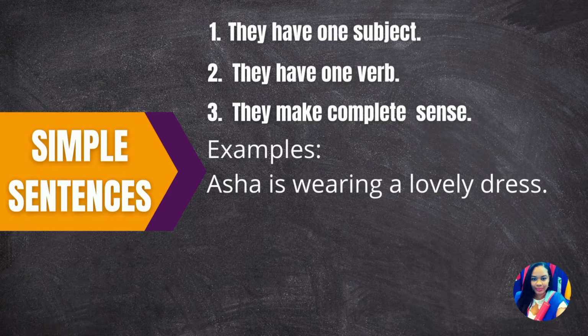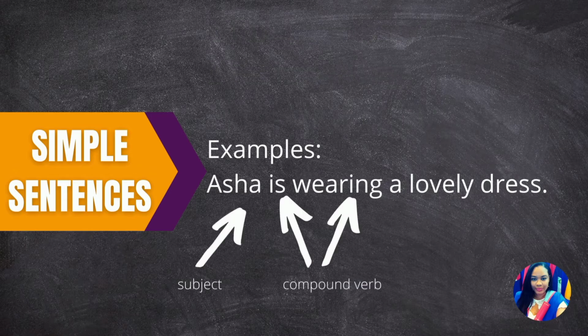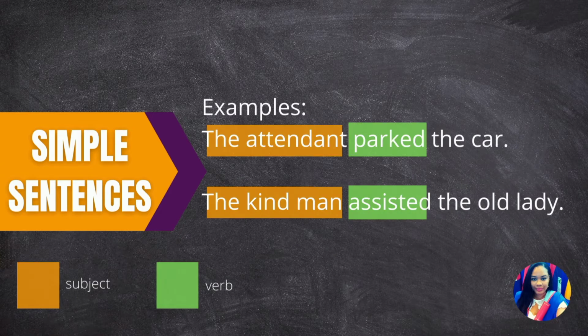Simple sentences can also have a compound verb. Asha is wearing a lovely dress. The words is wearing would be our verb, and the word is the helper. So simple sentences can have compound subjects and compound verbs. Here are two examples of simple sentences.